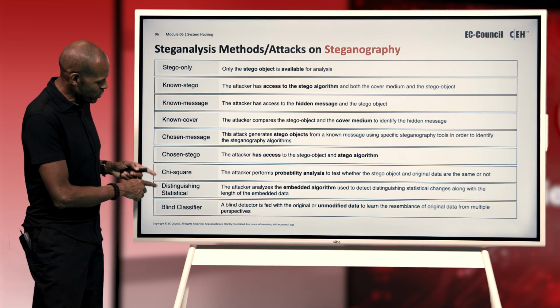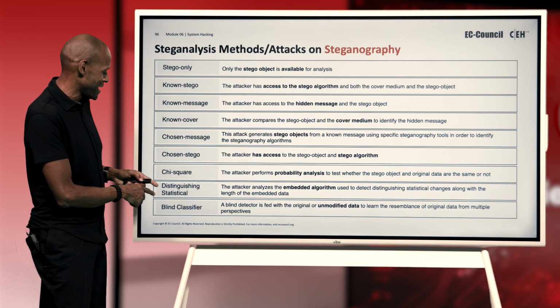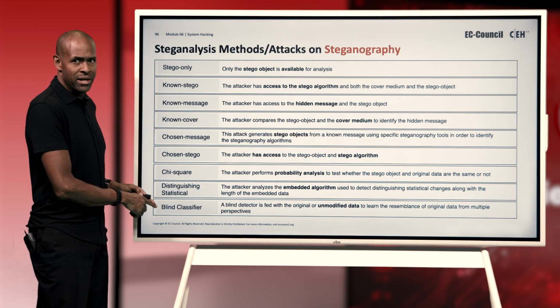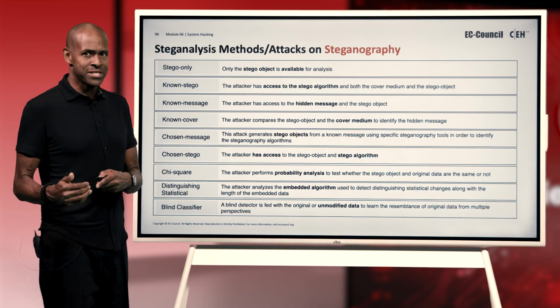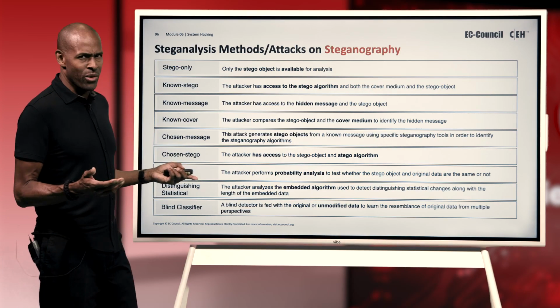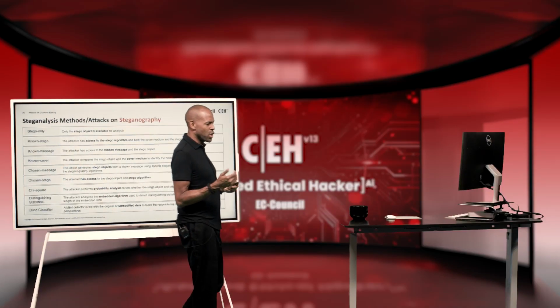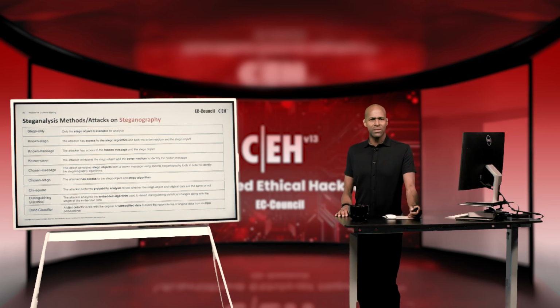Now, if you look at chi-square, or chi-square, depending on what school of thought you are from pronunciation-wise, and distinguished, statistical, and blind classifier, these are all ways of using probabilistic analysis against it. So what is it that we're looking for? Well, if you look at a steganographically encoded image, often one of the ways that the image is encoded, or sometimes with audio, you'll have the LSB. LSB is the least significant bit.